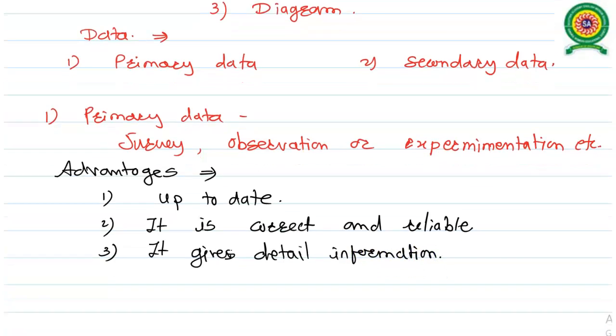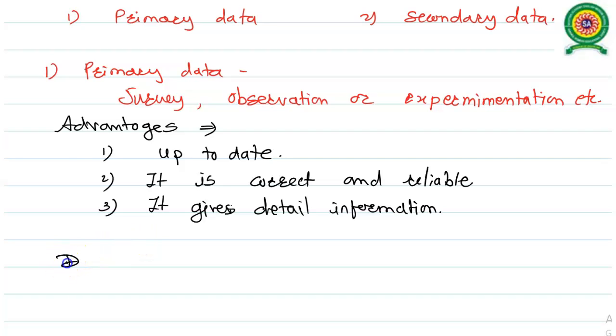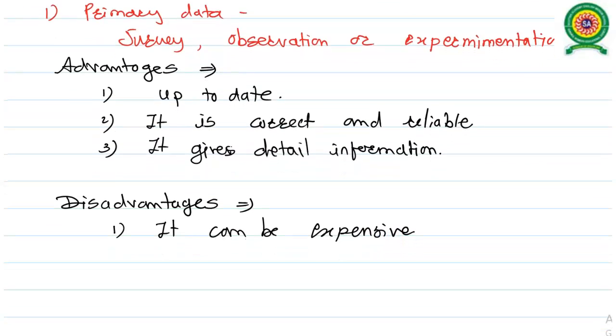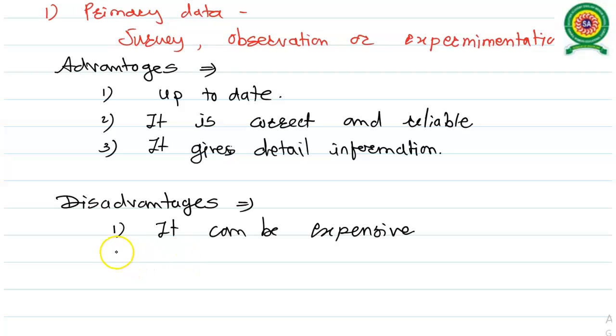Now we have a few disadvantages of primary data. The first disadvantage is that it can be expensive. And the second disadvantage is that it is time consuming, meaning it requires more time to collect primary data.